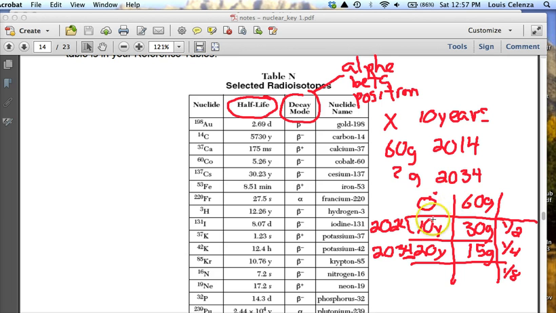You have to remember, if you're going to use this method, that this always starts at 0. So this does not count as a half-life. The next one counts as a half-life.